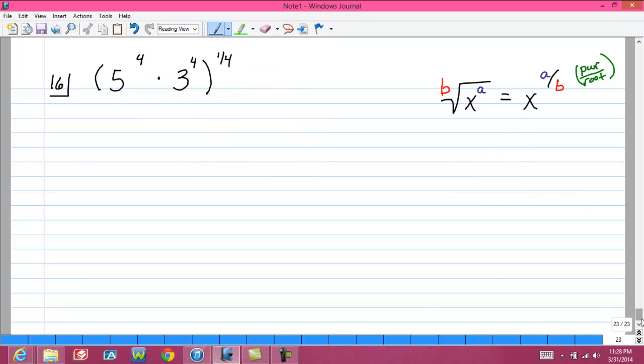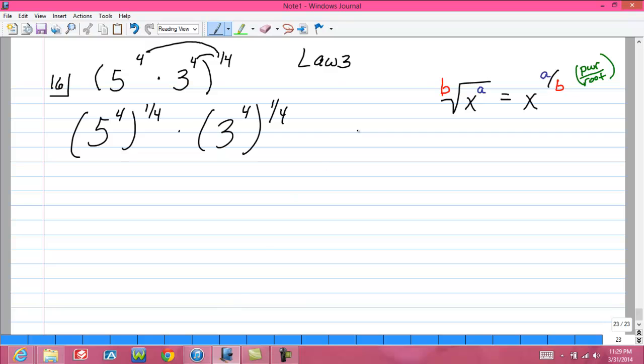16. Law 3. A power raised to a power, multiply the powers. Now use Law 2. Again, power to a power, multiply the powers.